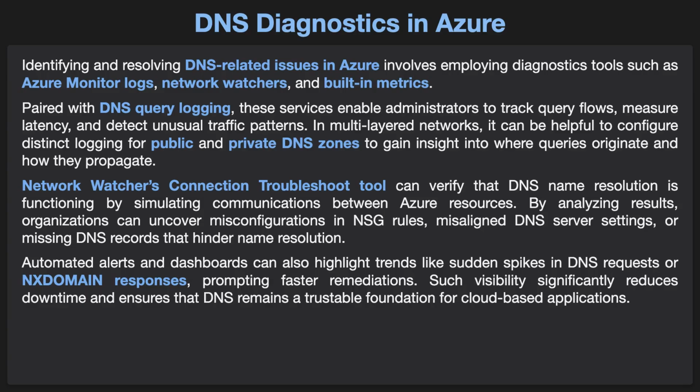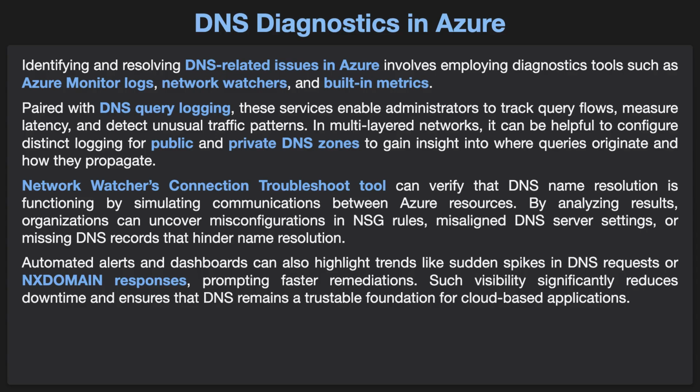Identifying and resolving DNS-related issues in Azure involves employing diagnostics tools such as Azure Monitor Logs, Network Watcher, and built-in metrics. Paired with DNS query logging, these services enable administrators to track query flows, measure latency, and detect unusual traffic patterns. In multi-layered networks, it can be helpful to configure distinct logging for public and private DNS zones to gain insight into where queries originate and how they propagate.